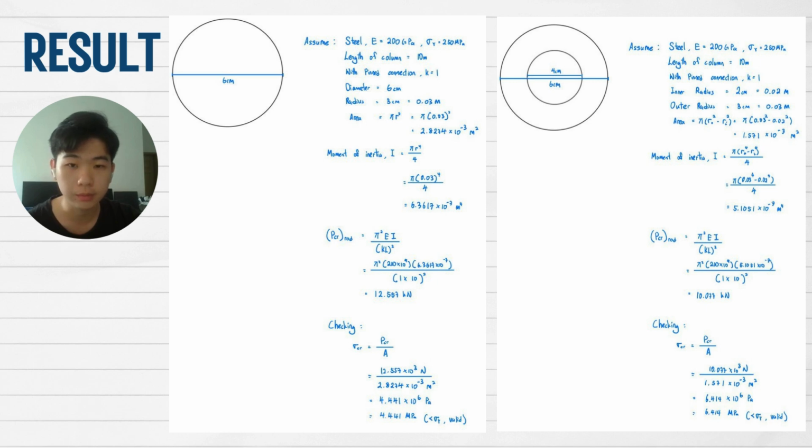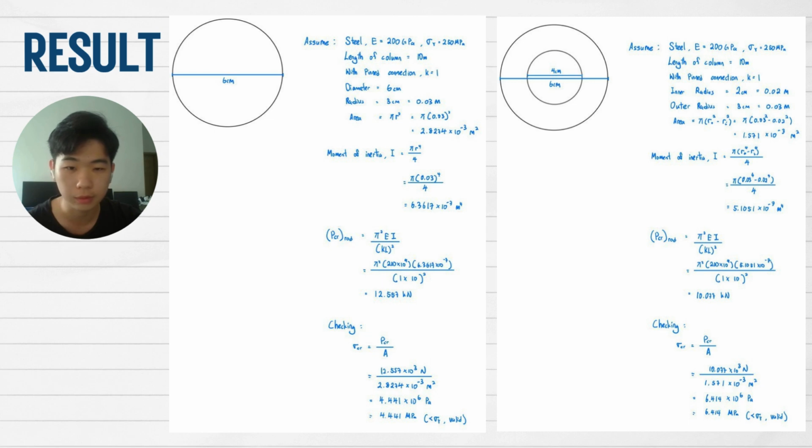The diameter of the steel rod we plan is 6 cm, and the radius of the steel rod is 3 cm, so that is converted to 0.03 meter, and the area we calculate is 2.8274 times 10 power of negative 3 meter squared. We also calculate the moment of inertia by using the formula pi r to the power of 4 over 4. So you can get the moment of inertia is 6.3677 times 10 power of negative 7 meter power of 4.